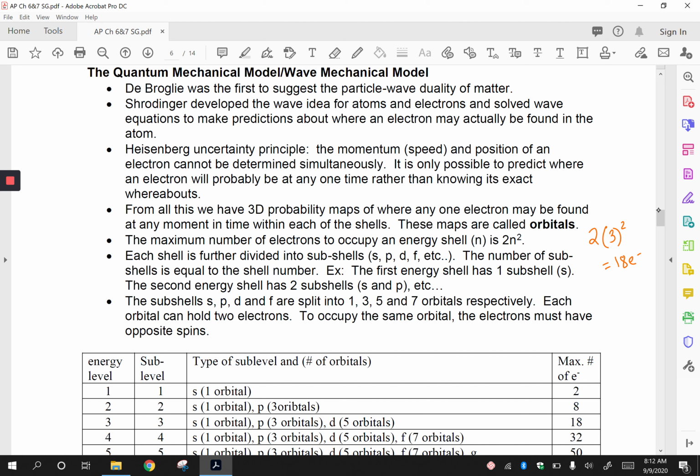Like we said, the number of sublevels is equal to the level number. For example, the first energy level has 1 sublevel, the second has 2 sublevels, the third has 3 sublevels, and so on. These sublevels or subshells, S, P, D, and F, are split into, like we said, 1, 3, 5, and 7 orbitals respectively, and each of these orbitals can hold up to 2 electrons. And to occupy the same orbital, those two electrons need to spin in opposite directions.